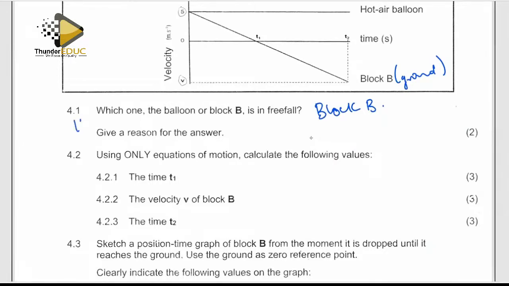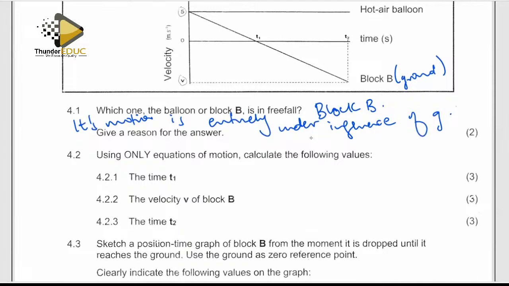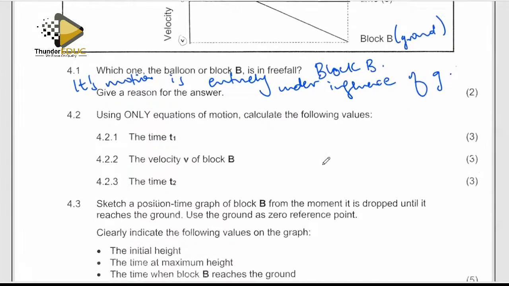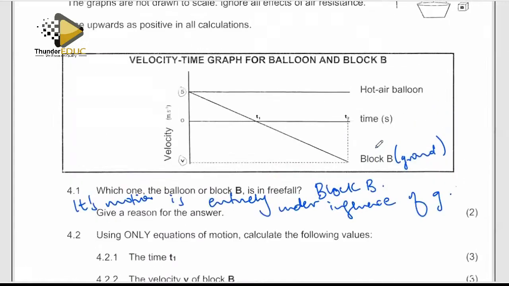We're going to say that its motion is entirely under the influence of g, the acceleration due to gravity only. Then 4.2: can we use only the equations of motion to calculate the following values? Number one, they want us to get the size of T1, or the time T1.